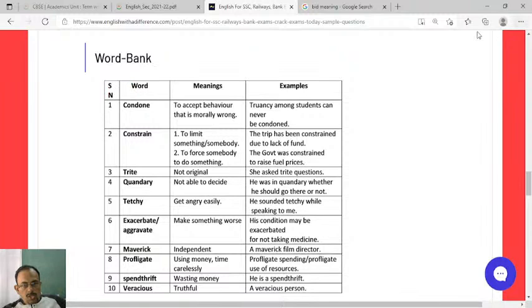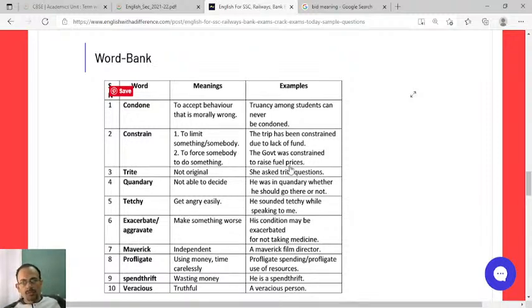Okay, what is the meaning of constraint? To limit something or somebody, to force somebody to do something. The trip has been constrained due to lack of fund. Constraint means to limit something or to force somebody to do something. The government was constrained to raise fuel prices, because the government was forced to raise fuel prices, because otherwise it cannot support the economy.